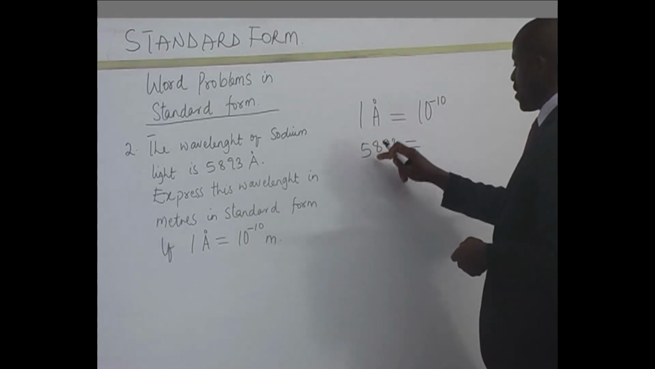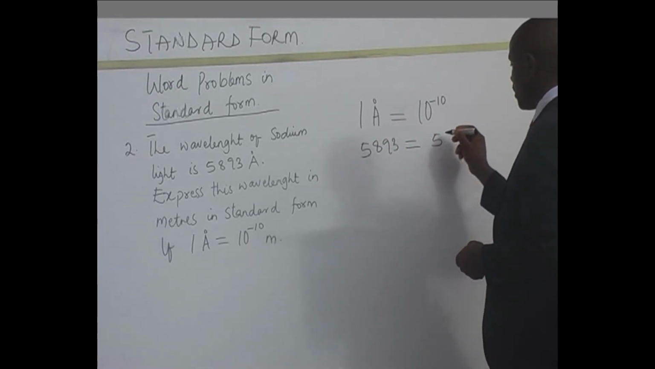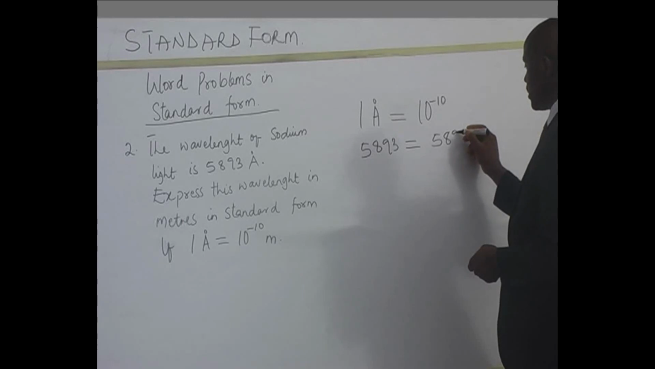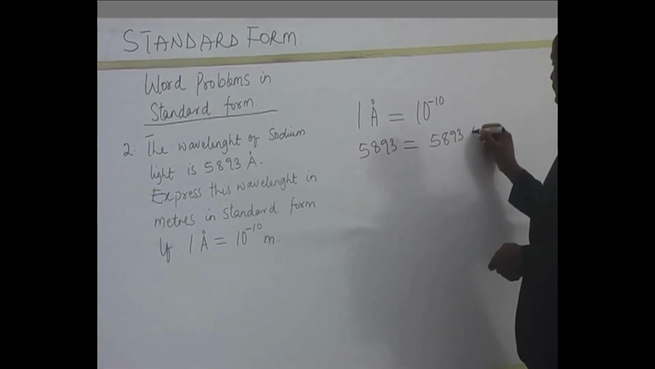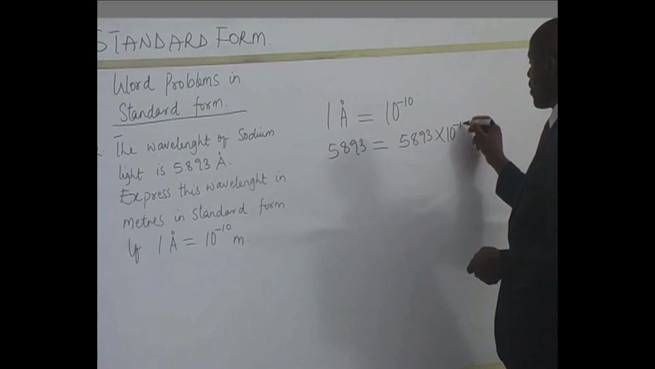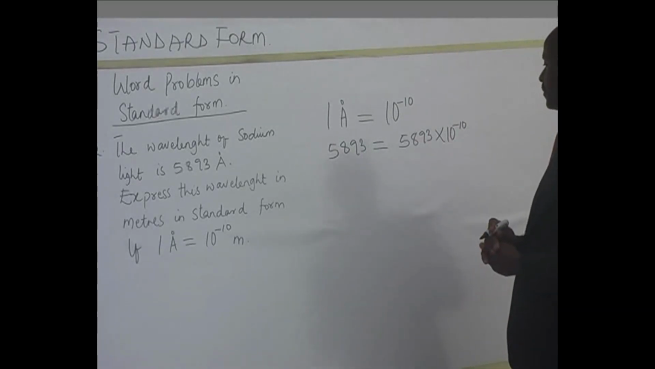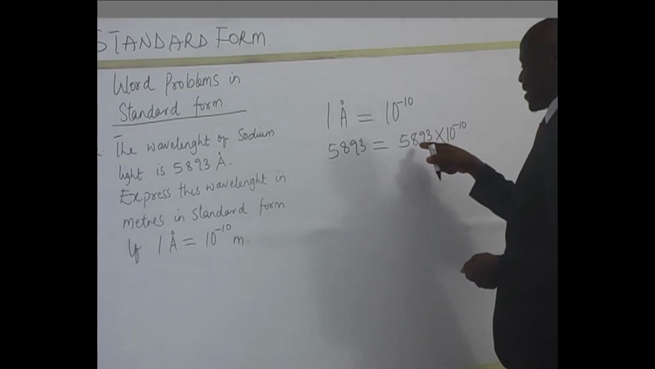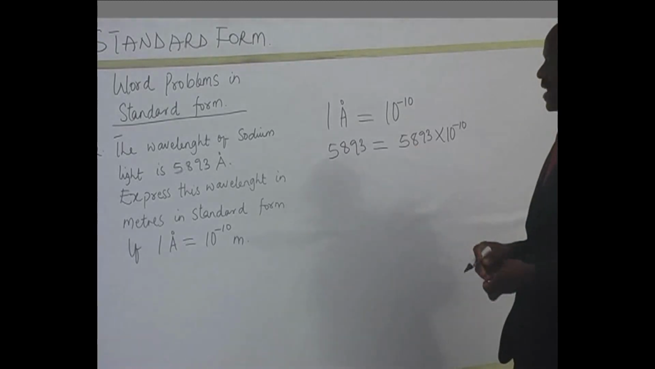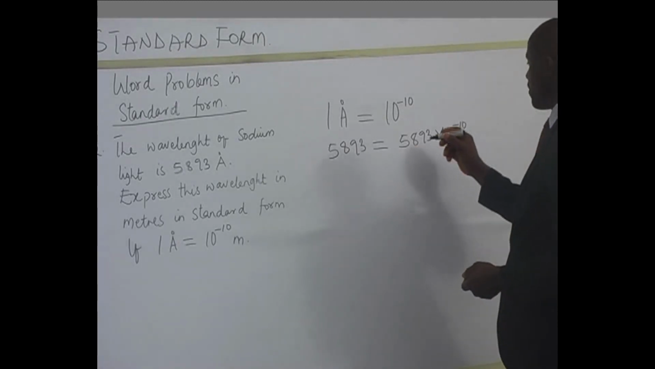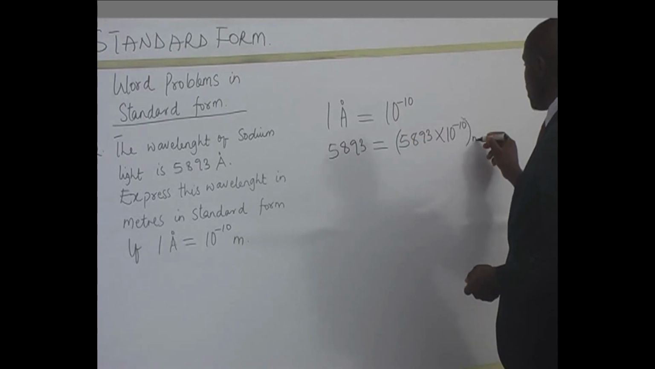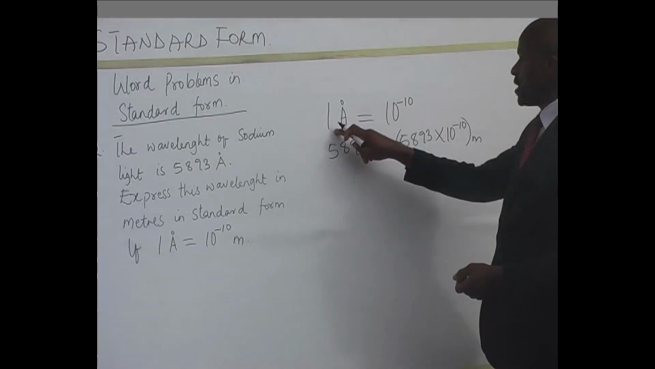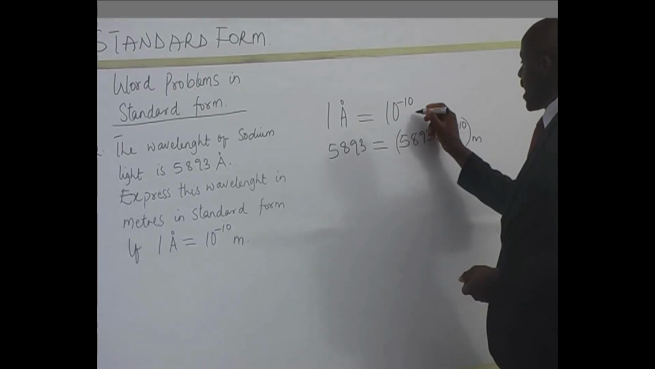This divided by 1 will give you this. That means you have 5,893 times 10 exponent minus 10. So this is the value that you are going to get. So the only thing is you will now write this in standard form. And what you have here now is already in meters, because one of these is 10 exponent minus 10 meters.